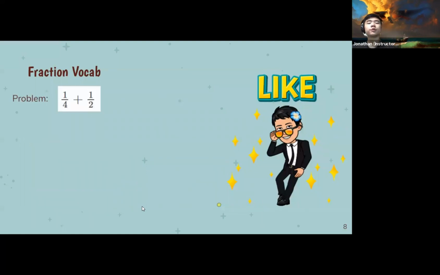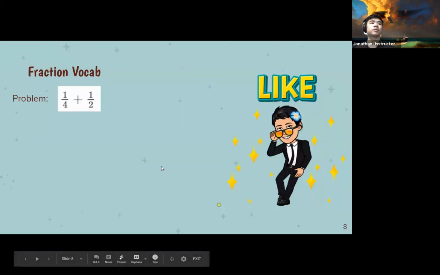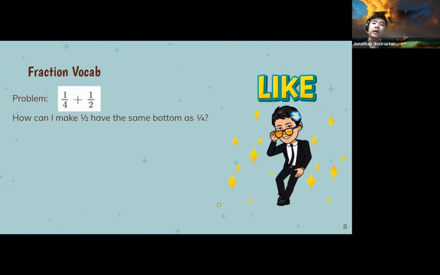So we want to solve this problem, 1/4 plus 1/2. I know some of you already know how to do this, but let's go through this together. How can I make 1/2 and 1/4 have the same denominator? Well, what did we just learn? We just learned how to make equivalent fractions. We can change 1/2 into a different fraction. It will still be equal to 1/2, but it could have a bottom of 4.